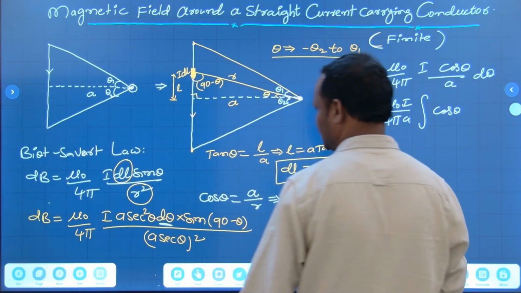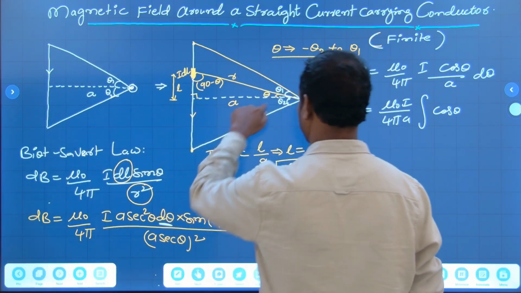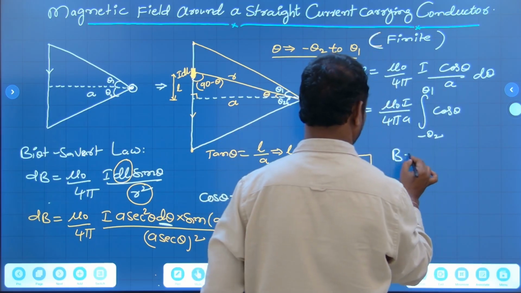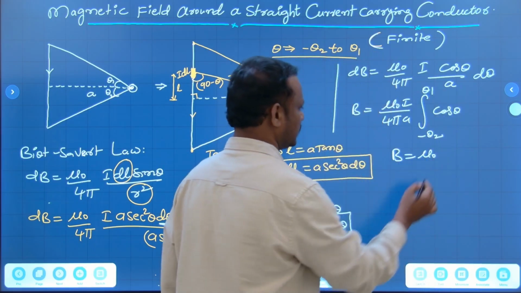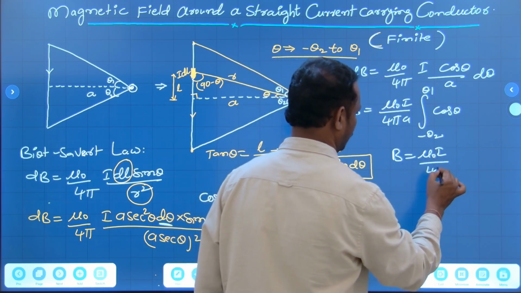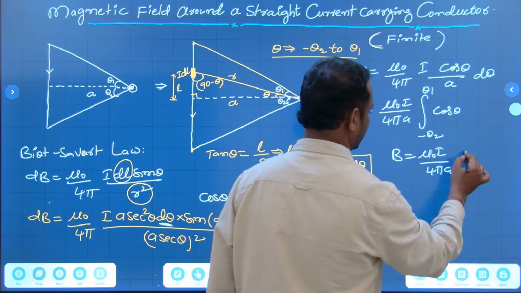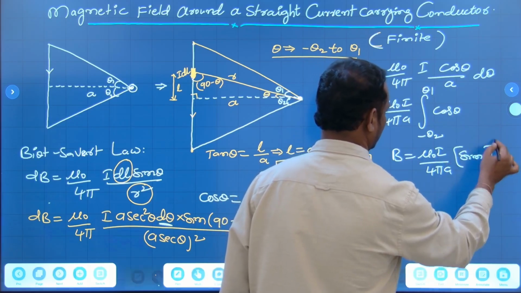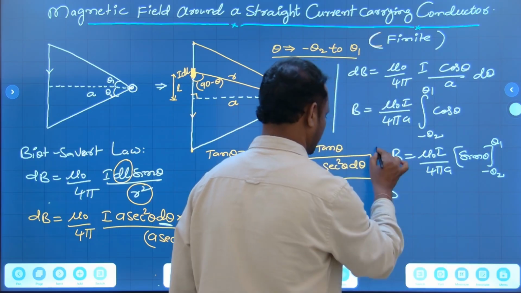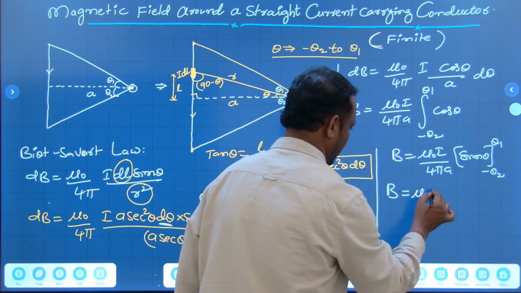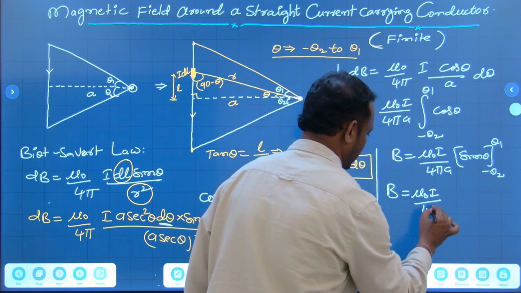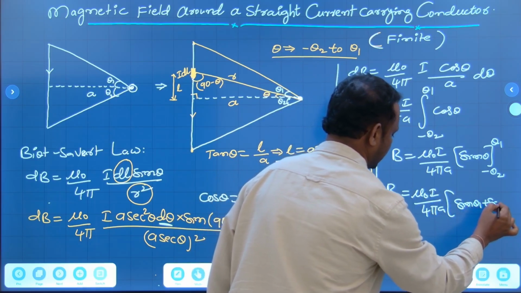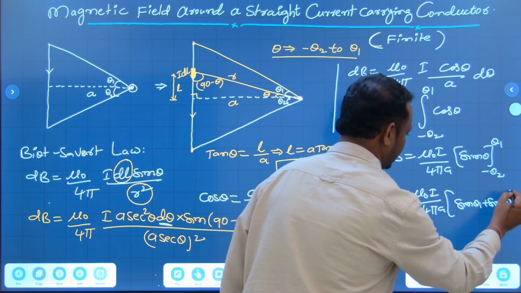Now the limits are from minus theta 2 to theta 1. B is equal to mu naught I by 4 pi A times the integral of cos theta, which is sin theta, with limits from minus theta 2 to theta 1. So B is equal to mu naught I by 4 pi A times sin theta 1 plus sin theta 2, the required relation.